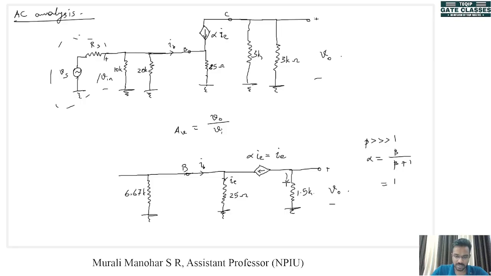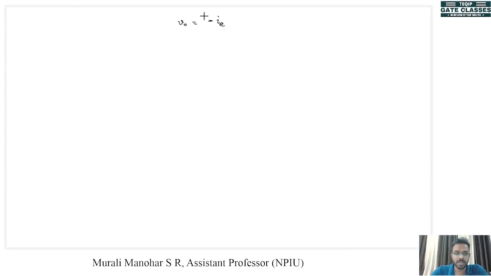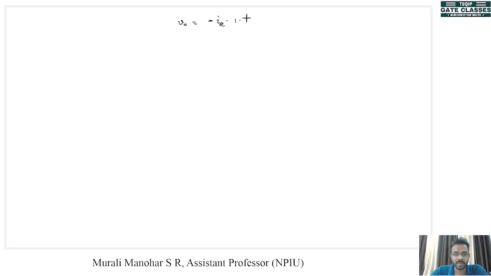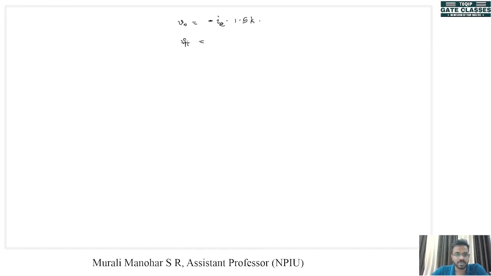So through this resistance, in this direction, the current will be minus IE. So V out can be written as minus IE, since we have approximated alpha IE to IE, into the resistance here, which is 1.5K. Now Vin, from this figure you can see that this is nothing but Vi. So Vi is nothing but IE into RE. So Vi is equal to IE into RE.